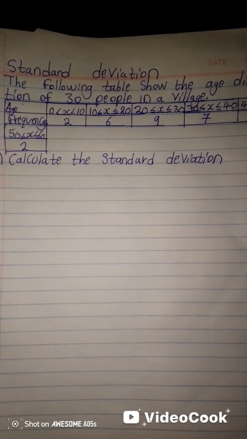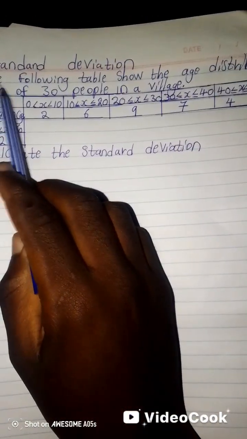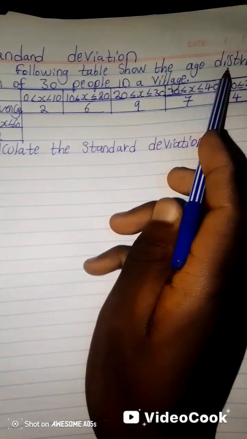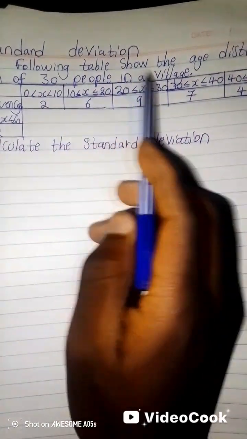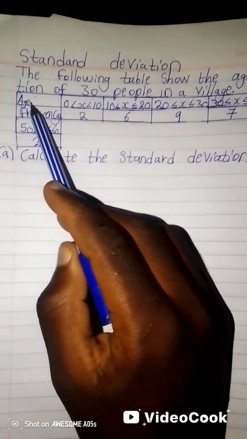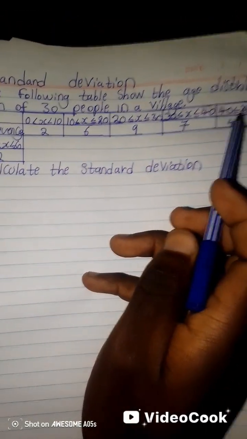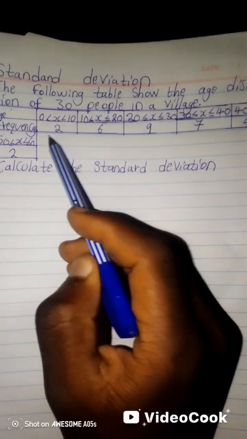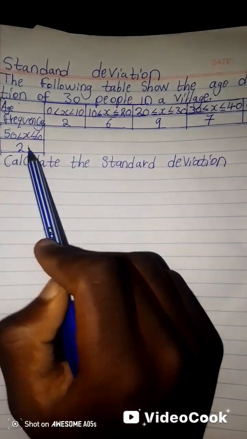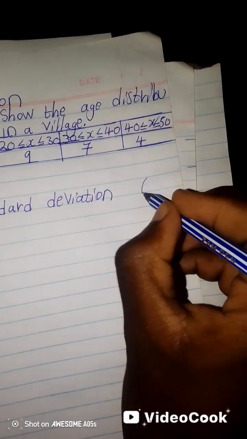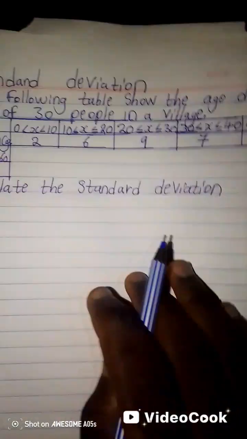Deviation. The following table shows the age distribution of 30 people in a village. So we have age and frequency. This is the table. It starts from here and ends here. Calculate the standard deviation.